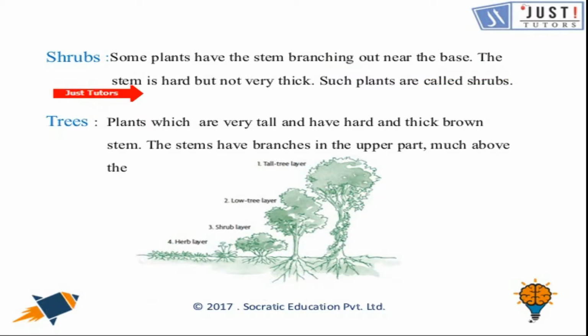Now stem is hard but not very thick as compared to tree. In tree the stem is very thick, like we need the tool to cut the branch there. So in shrub it's not very thick. Now in trees, plants which are very tall and have hard and thick brown stem, yeah, the stem have branches in the upper part much above the root. Okay, so this is the tree here. Now we'll just move forward here.